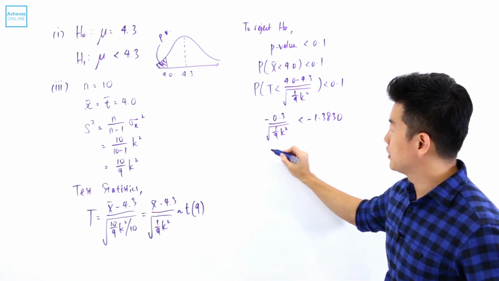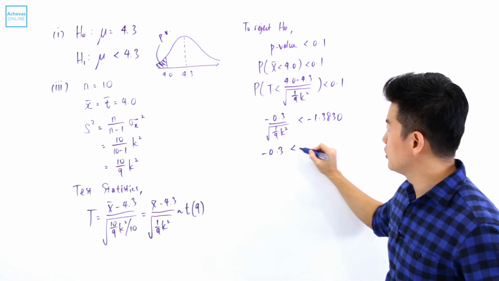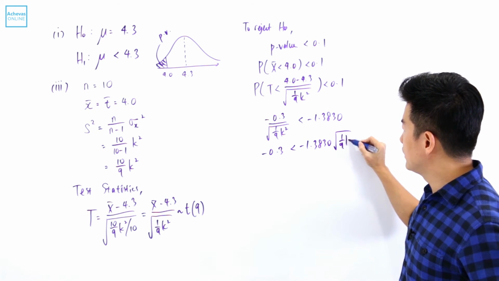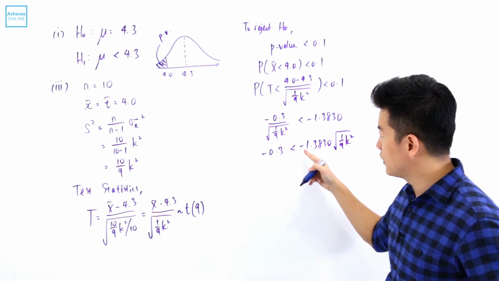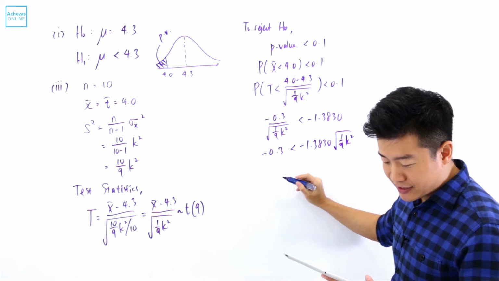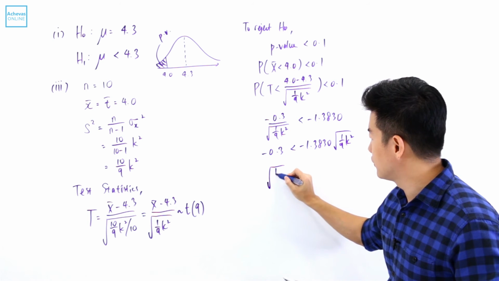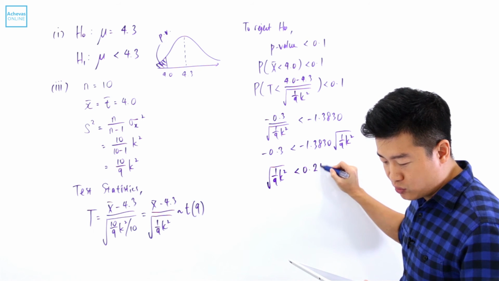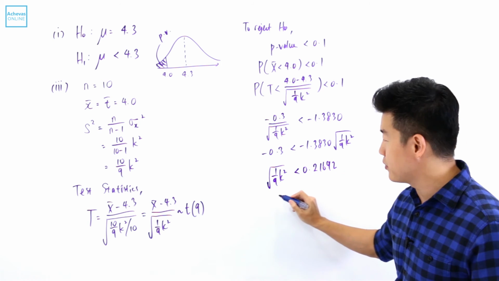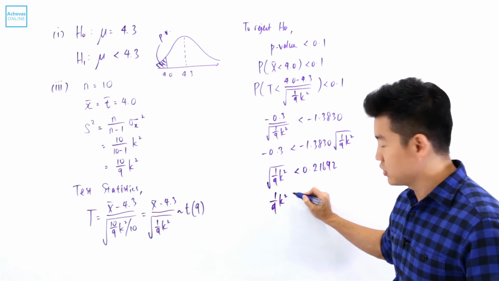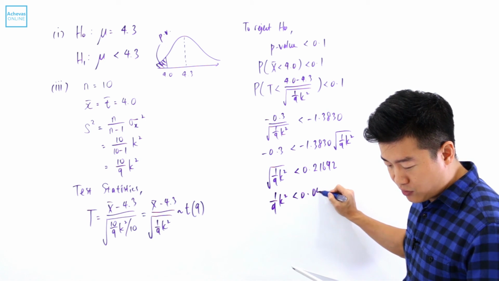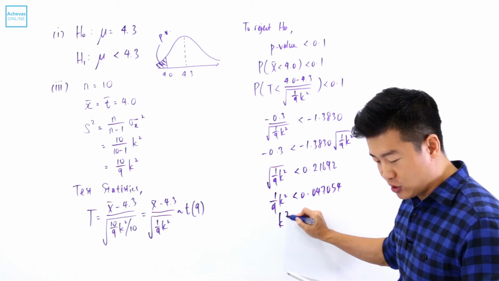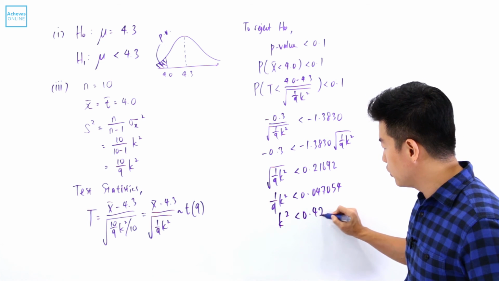This is going to be less than minus 1.3830. Right, cross multiplying, minus 0.3 is going to be less than minus 1.3830 times the square root of 1 over 9 k squared. Now I shift this over because it's negative. The inequality sign here is going to change. So the square root of 1 over 9 k squared is going to be less than 0.21692. I'm going to square both sides. 1 over 9 k squared is going to be less than 0.047054. Which means that k squared is going to be less than 0.423.